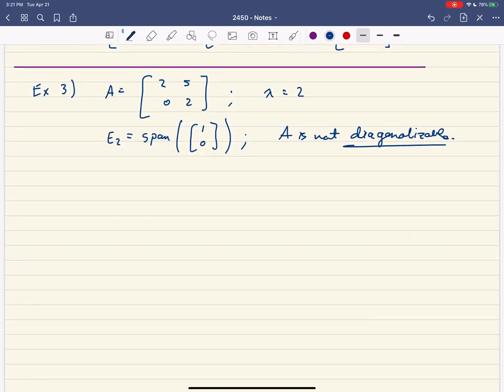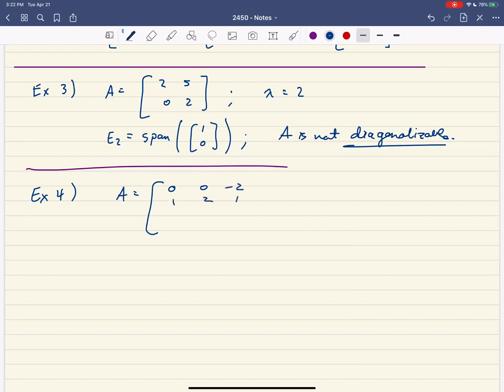All right. Example 4. What we're going to do now is switch to 3x3 matrices. And again, we've already done all the work here. Let's just leverage what we know. So I'm going to start with a matrix that's 0, 0, -2, 1, 2, 1, and 1, 0, 3. This is the matrix that we started with when we originally were doing 3x3. And we know that our eigenvalues were 1 and 2.